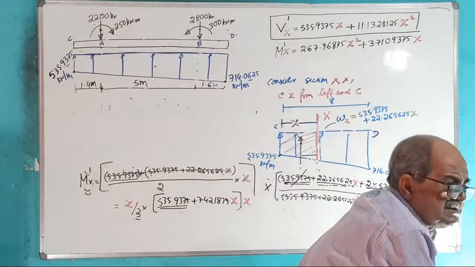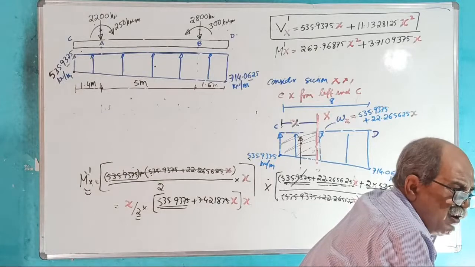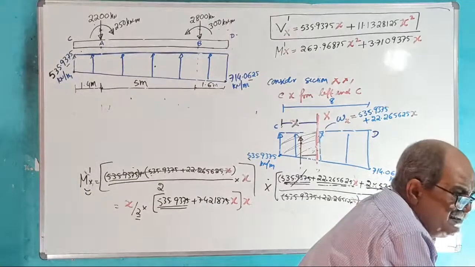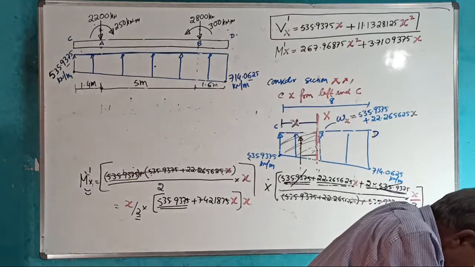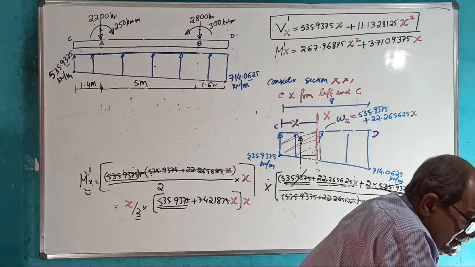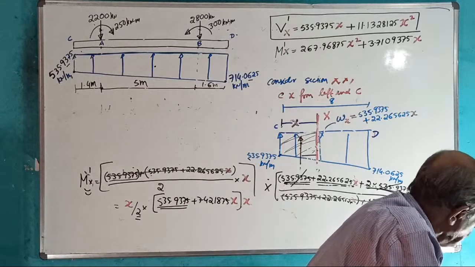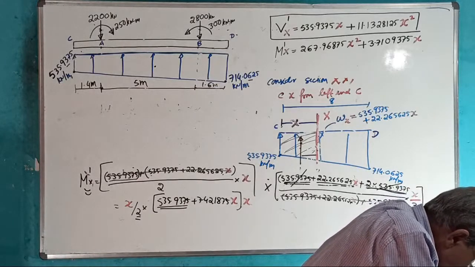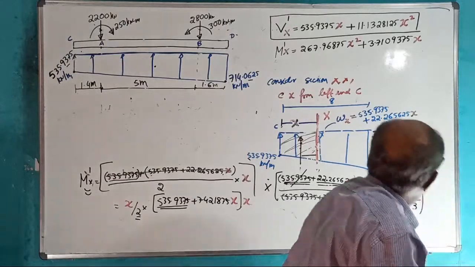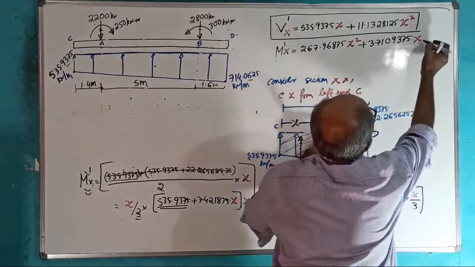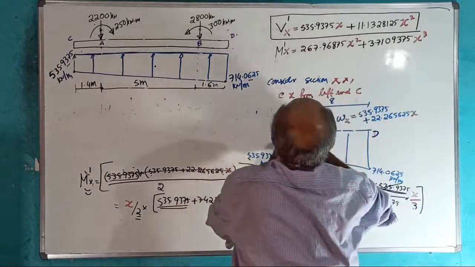See, little struggling is required to understand the concept. Otherwise, this will never be clear. You are not telling the answer. Power of X is what? Not that I am not knowing. Power of X is 3 now. That much, cube. Okay.